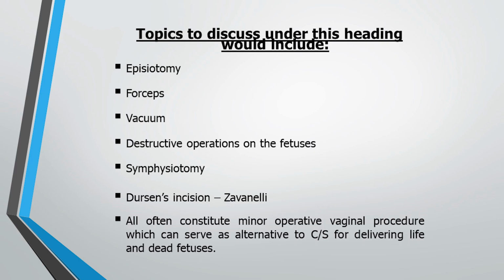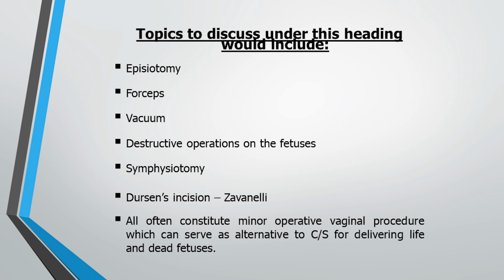So, these are the types of operative vaginal delivery that are available. Episiotomy, forceps delivery, vacuum delivery, destructive operations on the fetuses, symphysiotomy, and lastly, the use of Dührssen's incisions on the cervix. All of these constitute minor operative vaginal delivery, which can serve as an alternative to cesarean section for delivering live and dead fetuses.